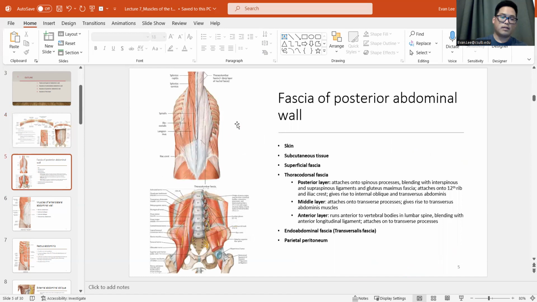All right, so now let's go ahead and take a look at the posterior abdominal wall, which also has some stuff, which will typically have skin, hopefully, but then also the subcutaneous tissue, the superficial fascia, but then you also have just a couple of specific structures to look for as well. So you'll have the thoracodorsal fascia, and the thoracodorsal fascia is going to have a few different layers to it. So you'll have the anterior layer, which is technically the deepest one, because remember, we're on the posterior side of the abdominal wall.